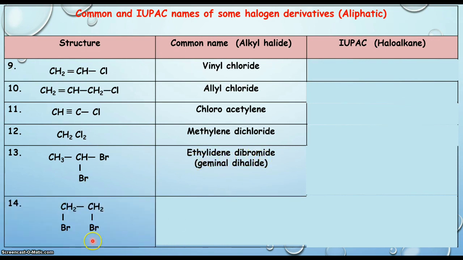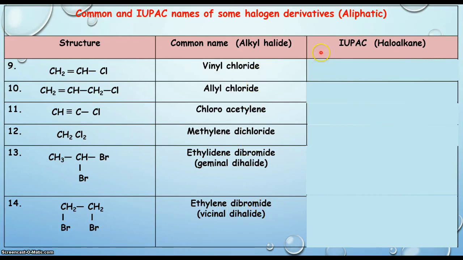The next example, in this you can observe here 2 bromine atoms are bonded to adjacent carbon atoms. So this is an example of vicinal dihalide. The vicinal dihalide naming pattern is alkylene dihalide. Here also 2 carbon atoms and 2 halogen atoms are there. Therefore, the common name for this structure is ethylene dibromide.